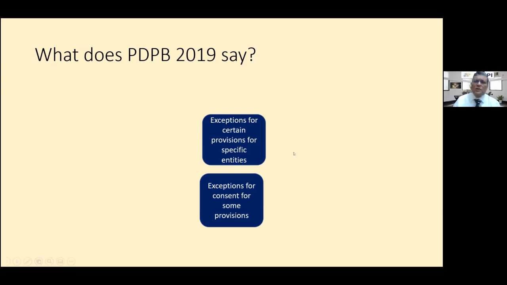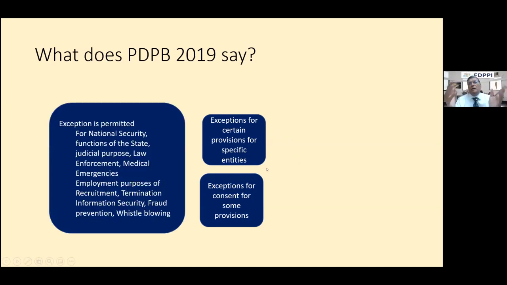Second is, of course, whenever something happens later, you can always go for a re-consent, but there are exceptions, and exceptions can be for the application of parts of the law, as it happens under Section 35, and it also may be specifically for obtaining consent or not. So both these are there in our personal data protection bill, which are essential for the forensic specialists.